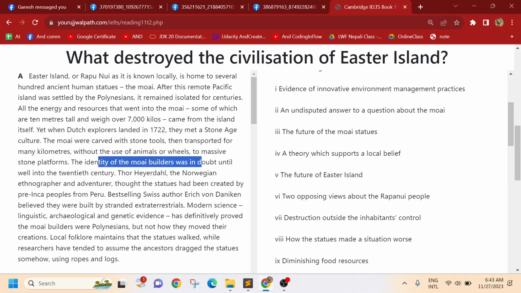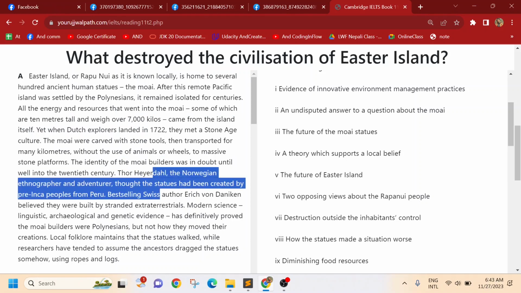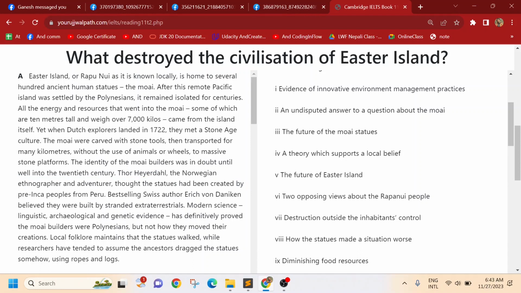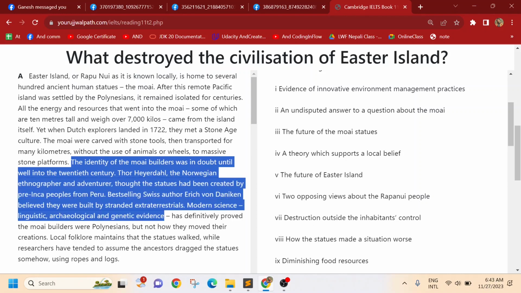So its identity was in doubt, and we had two opposing ideas, and science gave the proof that it was made by the Polynesians. This information, from here to modern science definitely proving the Polynesians, you can pause the video and reread. So this information matches the second heading. So there is no dispute to the answer to the question about Maui.